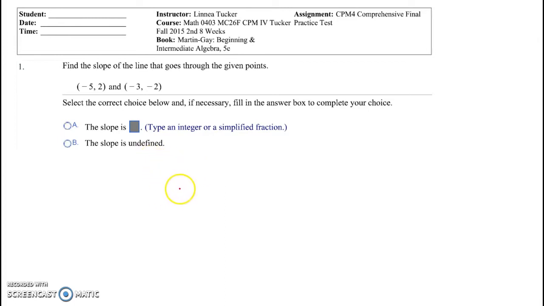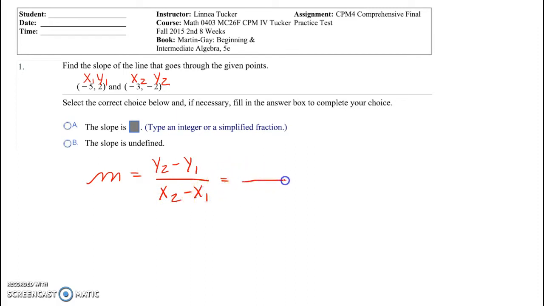Number 1 says, find the slope of the line that goes through the given points, (-5, 2) and (-3, 2). This is point 1, so I'm going to label it x1, y1. This is point 2, so I'm going to label it x2, y2. And I'm going to use the slope formula. The slope formula says that the slope equals y2 minus y1 over x2 minus x1.